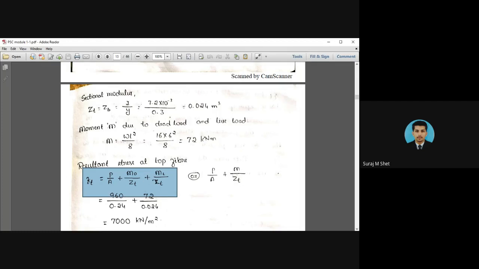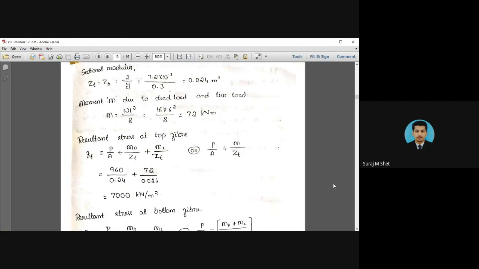The formula to calculate top fiber is positive. Or else you can add both: MD plus ML, the moment due to dead load and live load. Here the moment due to dead load and live load is combined, so we can skip this formula. Instead of MD plus ML divided by ZT, you can write M divided by ZT, moment due to dead load and live load divided by ZT. ZT means sectional modulus at the top. This is the formula to calculate the resultant stress at the top.